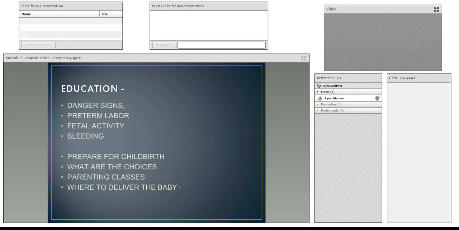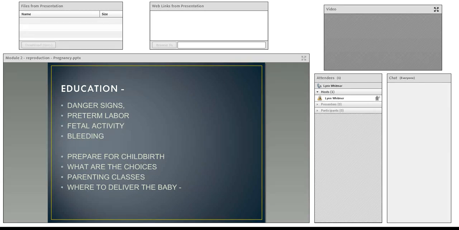Keep the heart rate below 140 beats per minute, please. Don't go out and start doing high intensive exercise now that you're pregnant. We want to talk about the signs and symptoms of preterm labor. We want to talk about what she should expect for fetal activity.